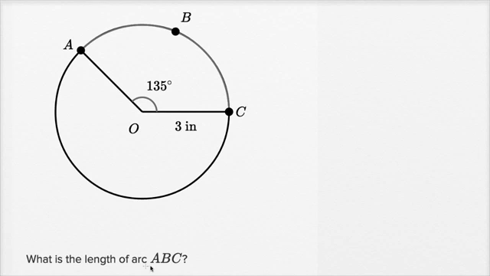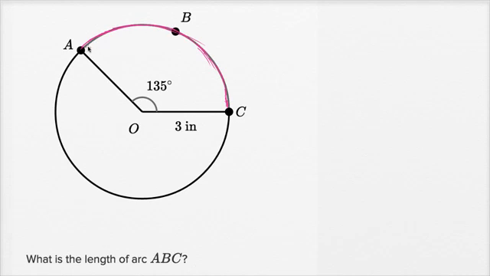What is the length of arc ABC? So arc ABC is this arc right over here. And the reason why they have to give us 3 points is because if they just said arc AC, it would still be ambiguous because there's two arc ACs. It could be this arc right over here, or it could be this arc over here.